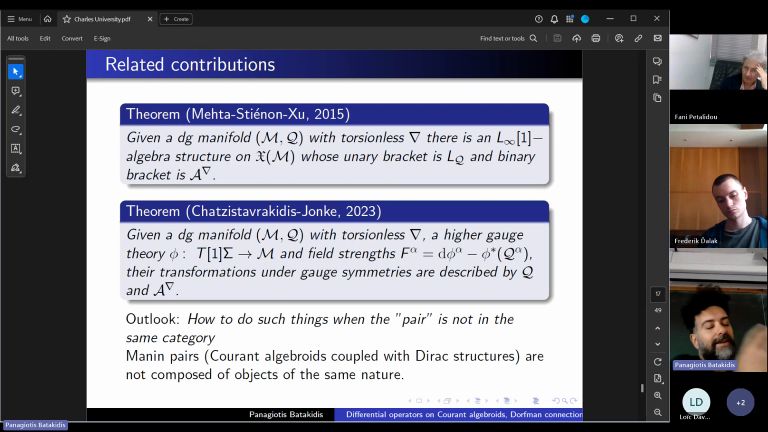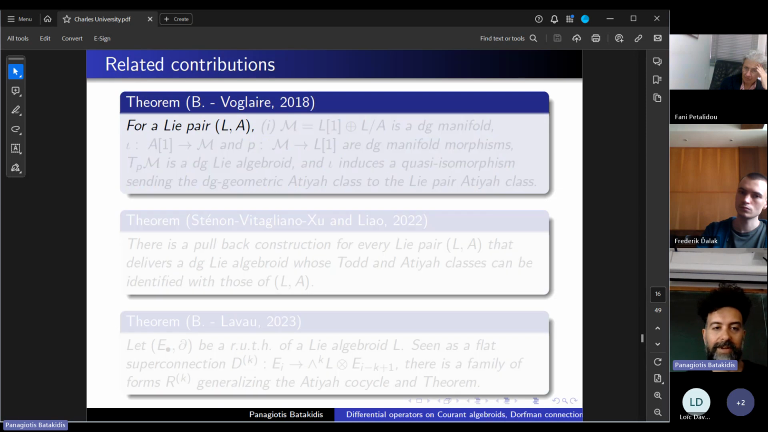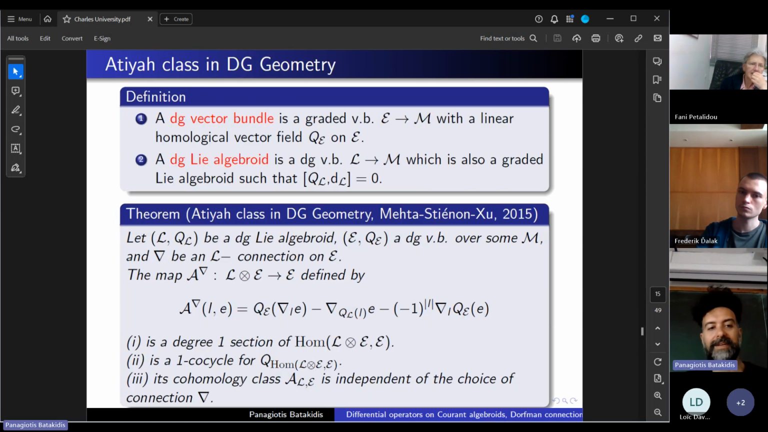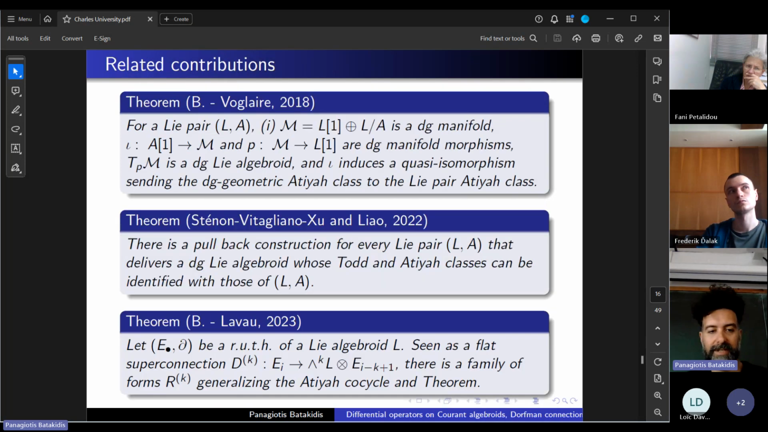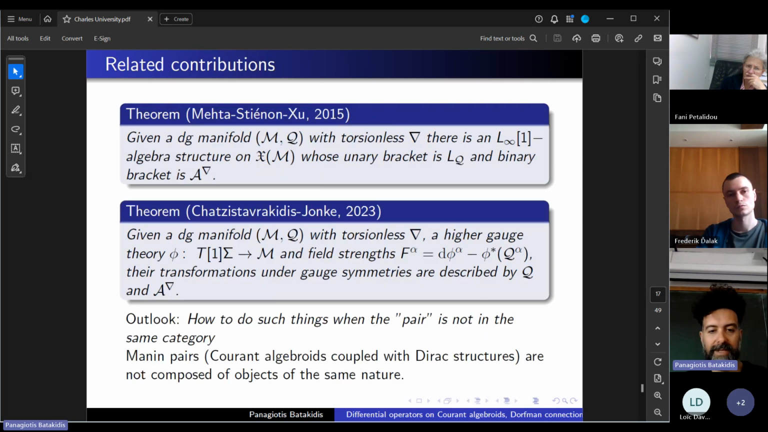If anyone knew how to do that, then another strategy would be to try to define the Atiyah class of a Manin pair using this theorem over here, like in the DG world. But I think this is even further from where we are in doing that. Okay, but that was just one last comment.